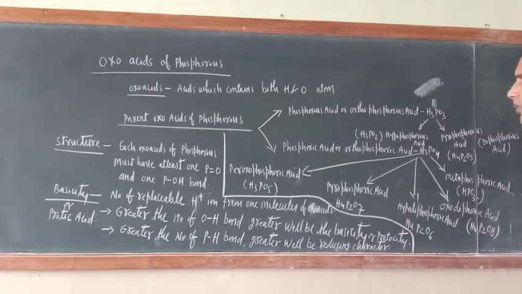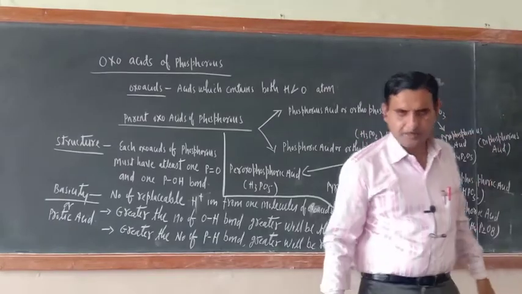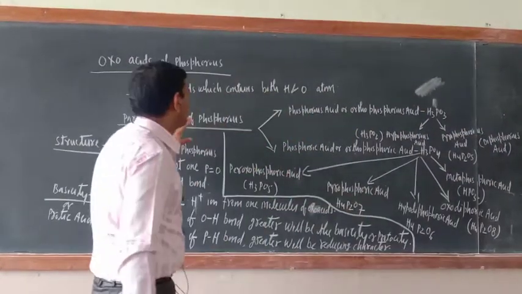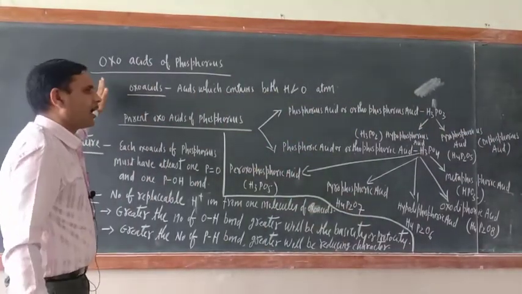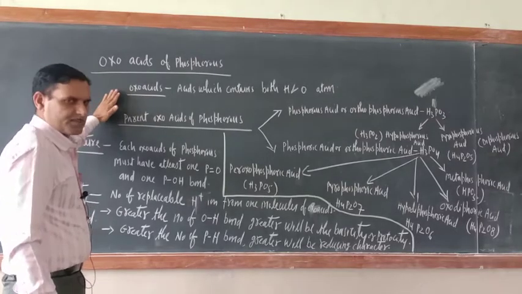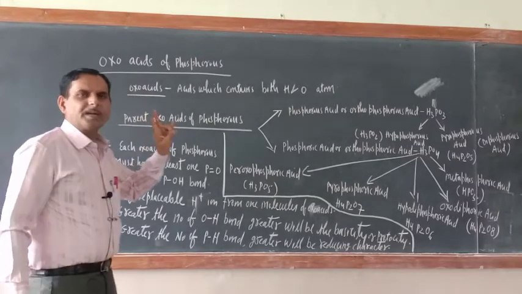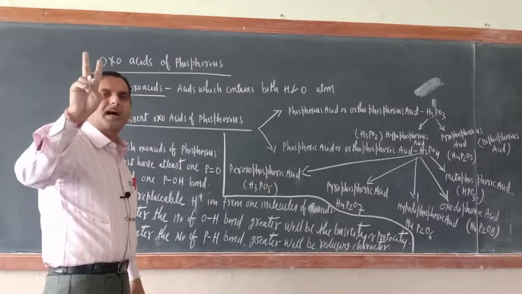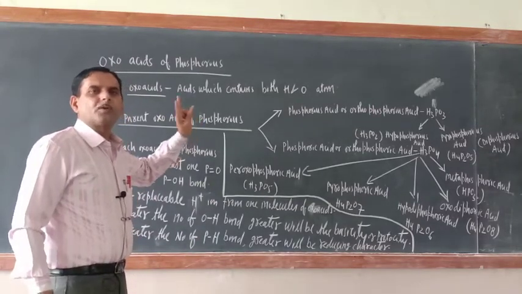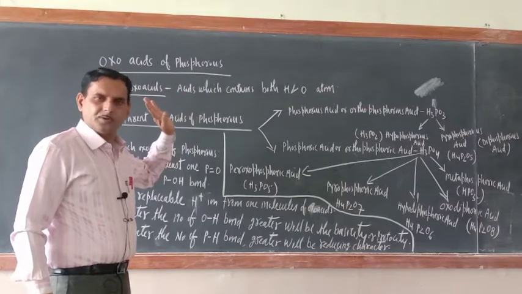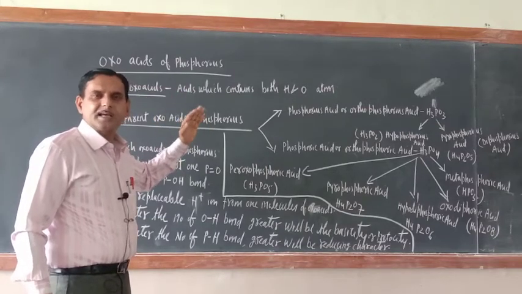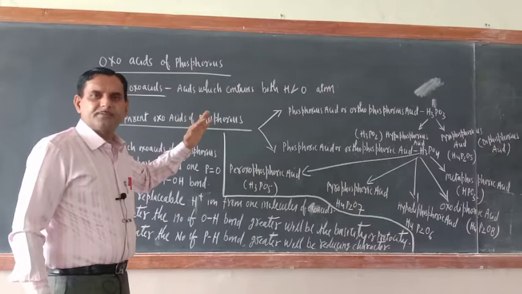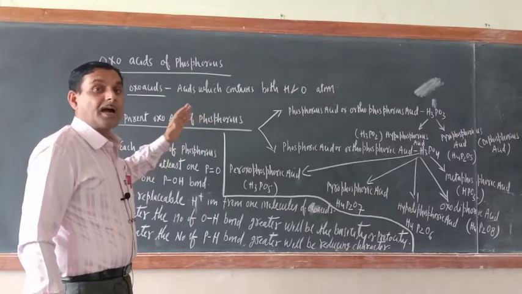Today I am going to teach you one of the very important aspects of group number 15, that is the oxo acids of phosphorus. Okay, so how many types of acids are there? Two types of acid. Number one is the hydra acids, which have got only replaceable hydrogen, like HCl, HBr, HF. These are hydra acids.